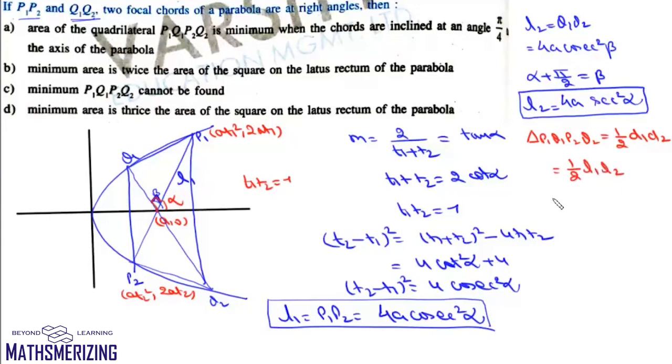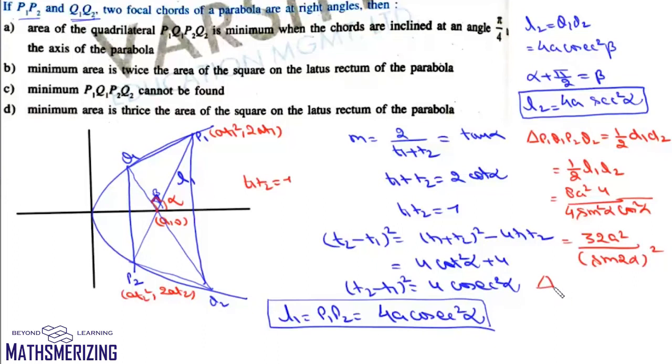So it will be half L1 L2. So we'll put a value of L1 L2, we'll get 16. So it will be 8a square, and we can write it as sine square alpha and cos square alpha. Now we'll multiply it with 4 and divide it with 4. So we can write it as 32a square upon sine 2 alpha whole square.